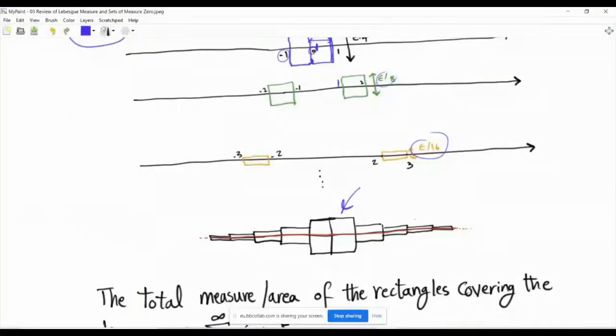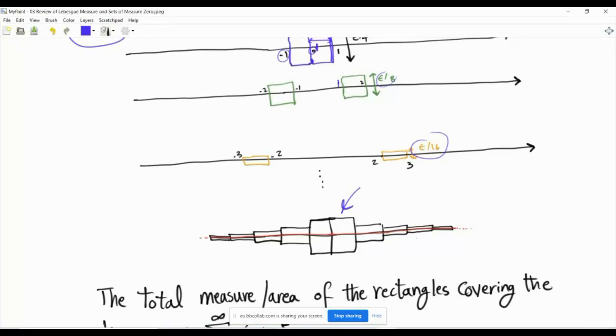Basically, I will choose some positive number epsilon, and I will do this trick. I will cover the part from 0 to 1 and from -1 to 0 with a rectangle with unit length as its width, and the height is epsilon over 4. From 1 to 2 and -2 to -1, the height will be epsilon over 8. From 2 to 3, -3 to -2, the height will be epsilon over 16. From 3 to 4, -4 to -3, the height will be epsilon over 32, and so forth. So we will get this cover here.